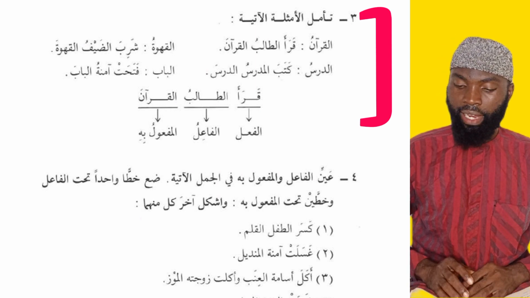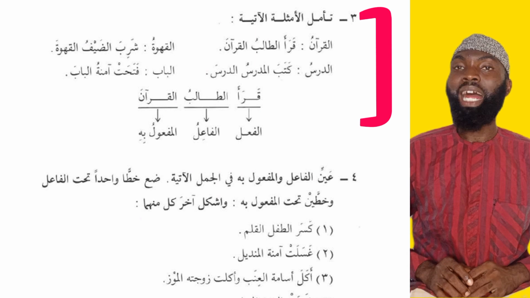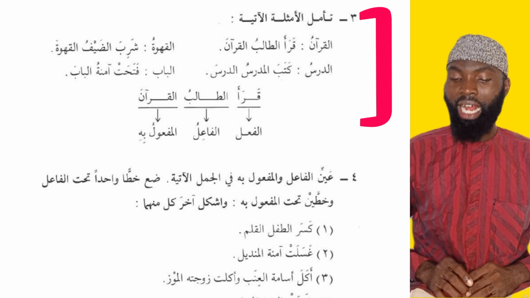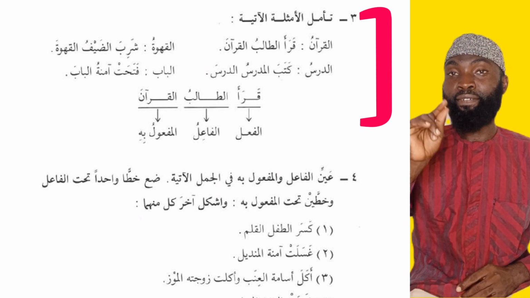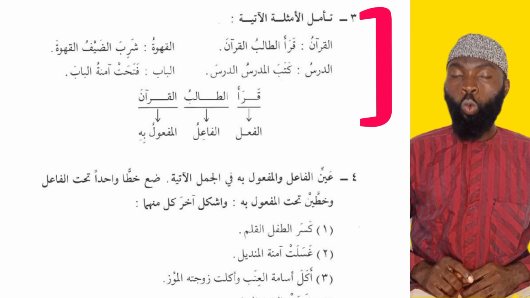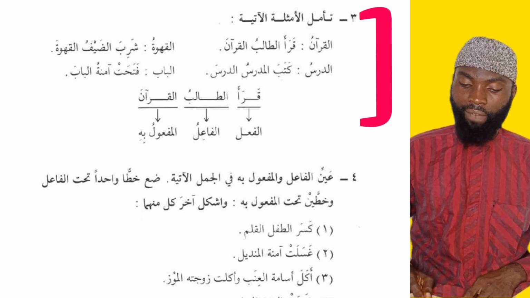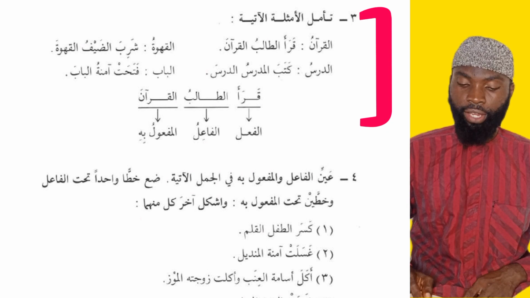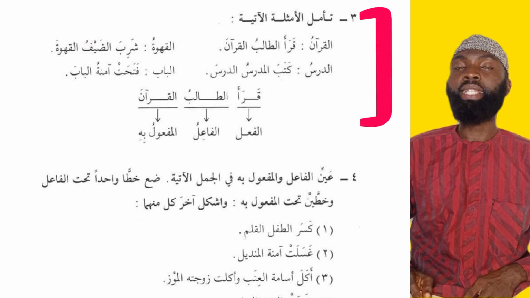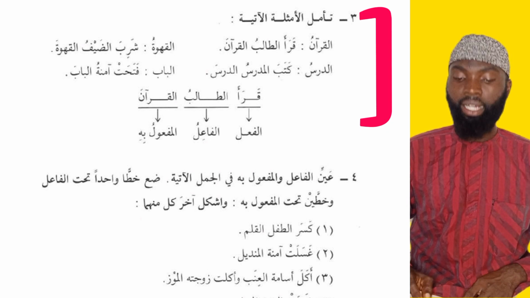The first example we have here is قرأ الطالب القرآن. The student read the Quran. You can see الطالب is the fa'il, the subject of the sentence, while al-Qur'ana is the object. That's why it's carrying fatha. Then next we have al-qahwa, coffee. Shariba ad-daiful qahwata. The stranger drank the coffee.